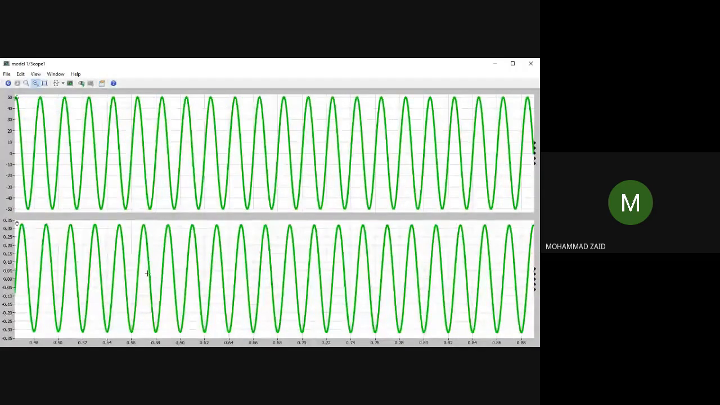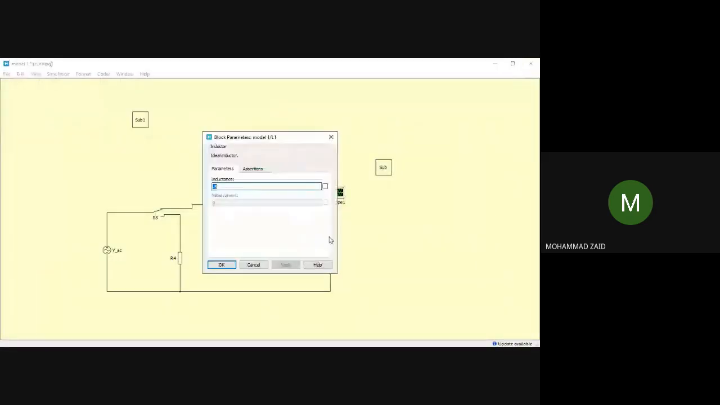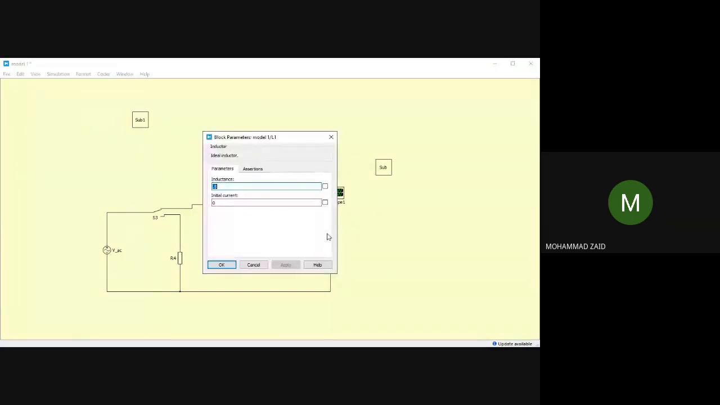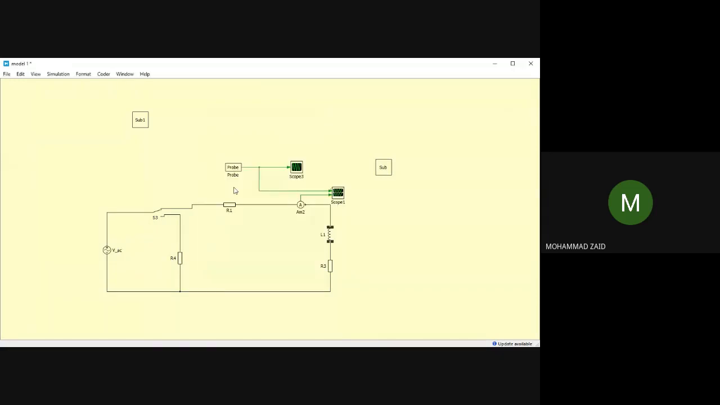I can also change the value of inductance. For example, I have taken a very heavy value of inductance. So I should stop my simulation and make this value even smaller. For example, I may take it as 20 microhenry, and let us see what happens now.